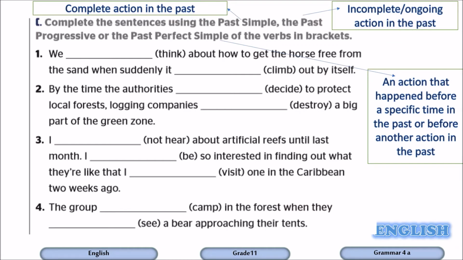So it should be in the past progressive. And according to the form, it should be as follows: we were thinking when suddenly it climbed. This is a complete action in the past.